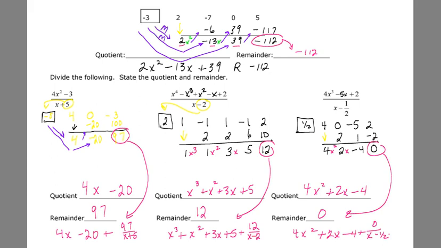I think for the most part they'll just want you to list the quotient and the remainder like this, but if you see some answers, or if they ask you to write it in this format, just notice all it is is that remainder over the divisor, the x plus 5 or the x minus 2 or the x minus 1/2.